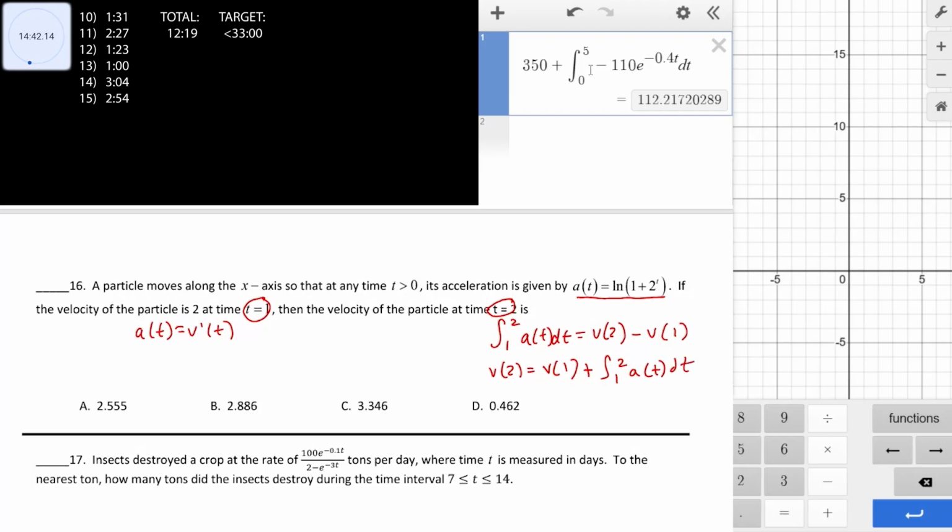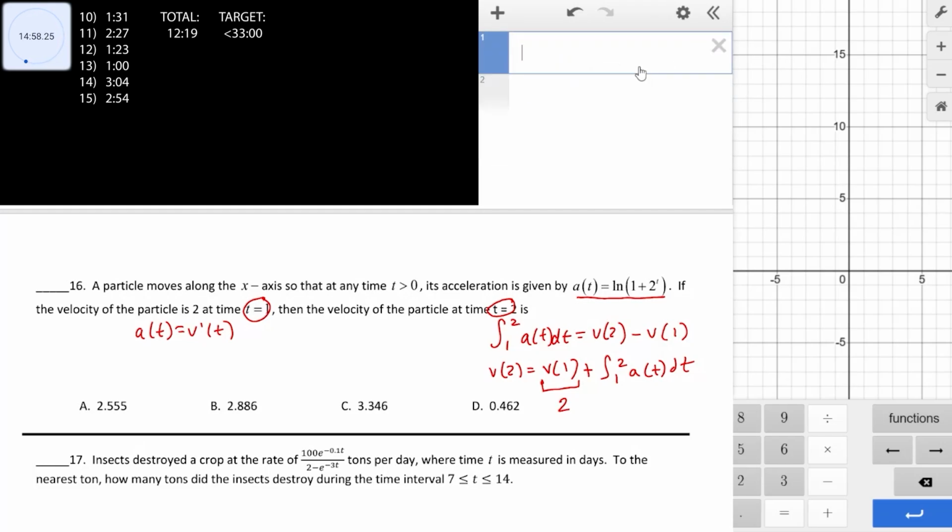And we're going to go and type that into Desmos. The only thing that we're going to change here before we type it in is that this v of 1 is 2. And it says the velocity of the particle is 2 at time equals 1. So that's how we know that v of 1 equals 2. So let's type that in.